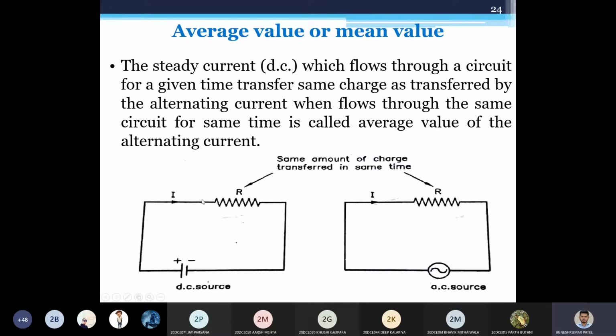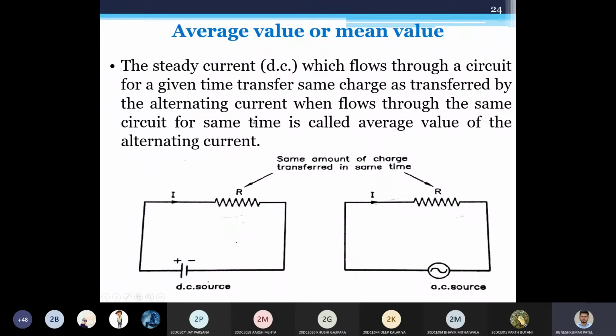If I am flowing a current in a DC circuit, some charge would be transferred in this resistor. Now in AC, if I flow an AC through the same circuit with the same parameters, so the resistance value would be the same. And if I transfer the AC power from here, and if the same charge transfers in this circuit, in that case, those two quantities can be equated. So basically, we are trying to transfer the same charges for DC and AC. Then we'll call it the average value.